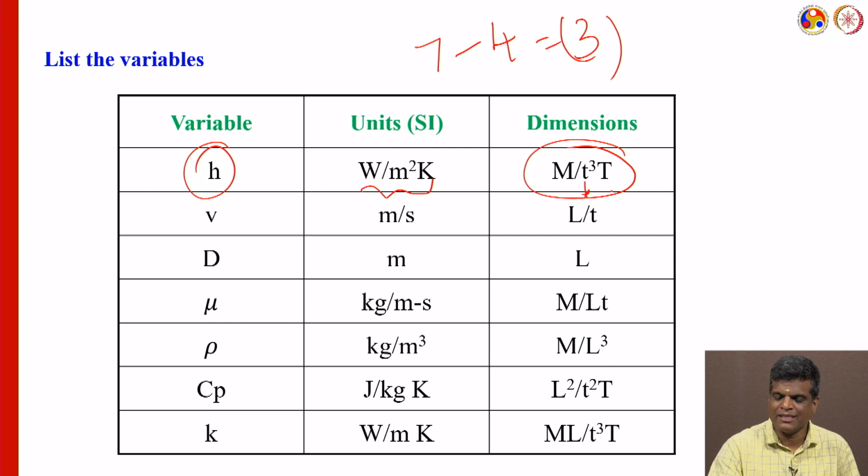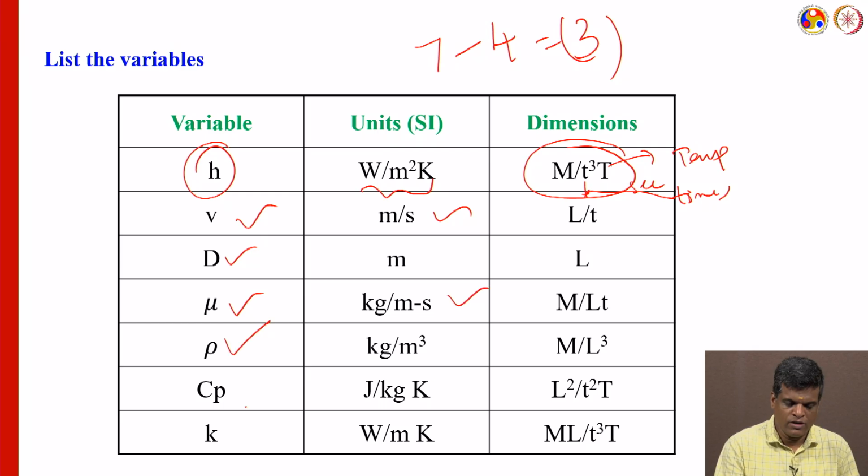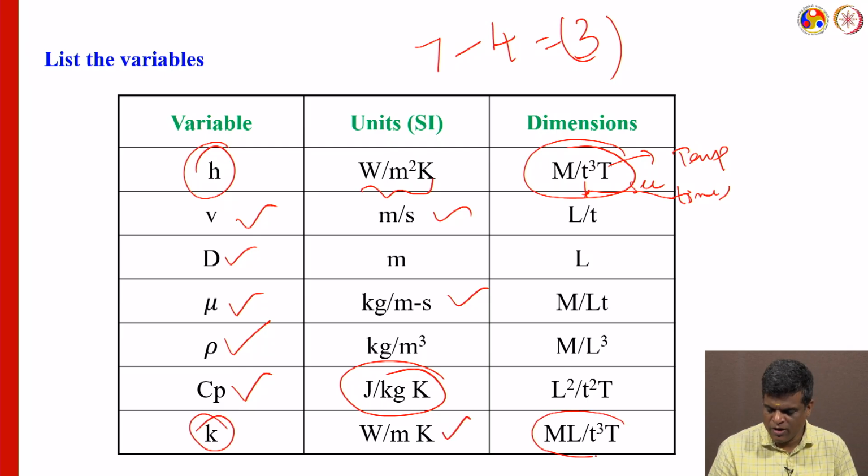H is watt per meter square Kelvin, but in terms of dimension we can write M T to the minus 3 theta. The T stands for second, but this theta is the temperature. One is the temperature, the other is the time. That is very important. Then velocity, D diameter, viscosity in kg per meter second, the specific heat in joule per kg Kelvin, K the thermal conductivity in watt per meter Kelvin, with the corresponding dimensions. The meter is always the length. Then density is kg per meter cube, kg is mass, meter cube is L3.